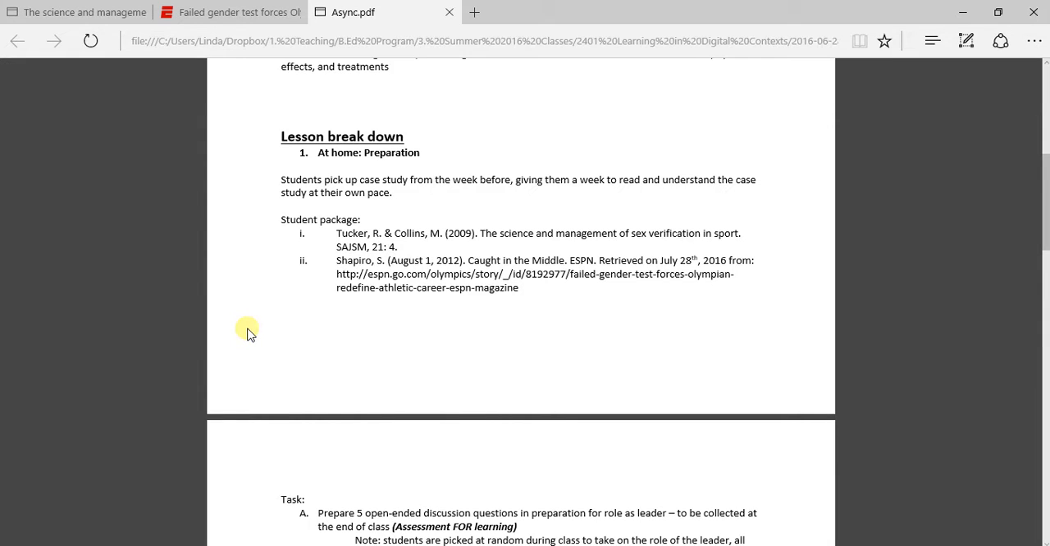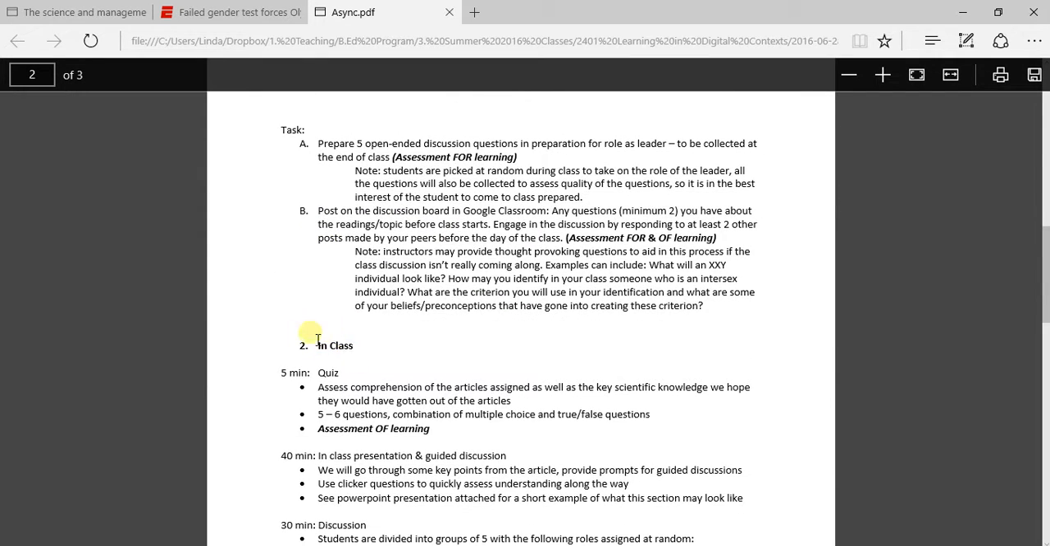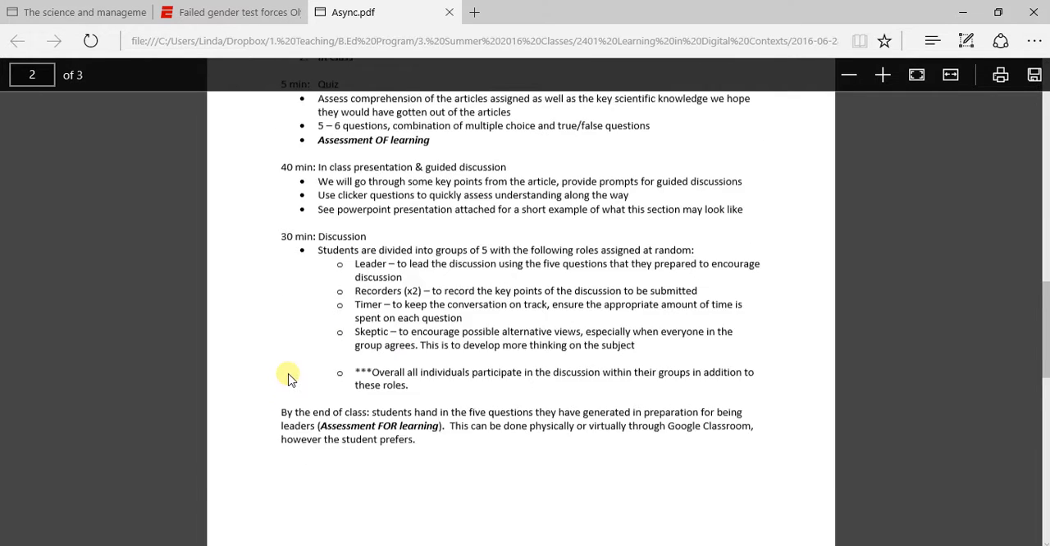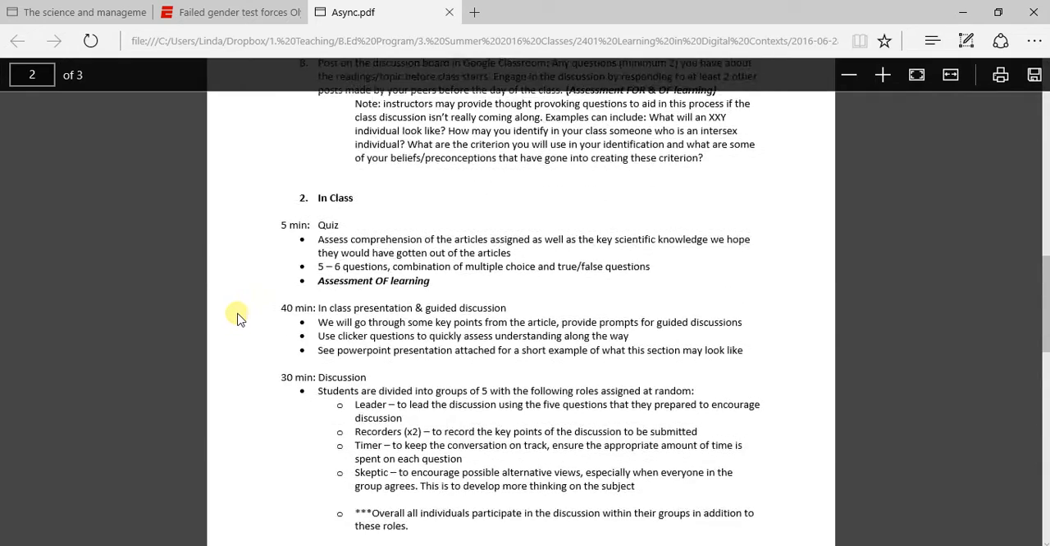It has an at-home component, which is a preparation, an in-class component, I'll just quickly scroll through here, an in-class component, and then finally another at-home follow-up component. So we'll go through this a little bit more in detail.